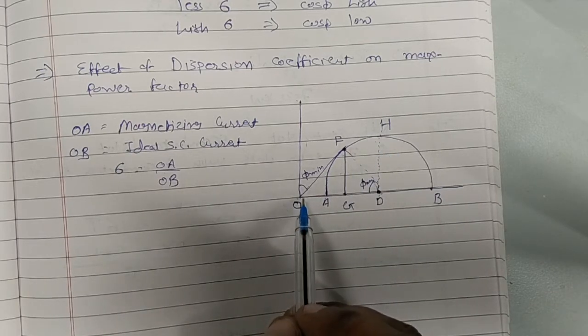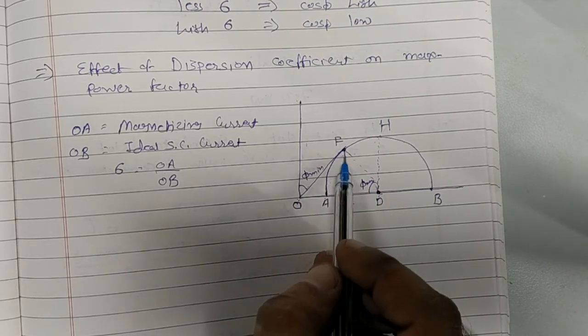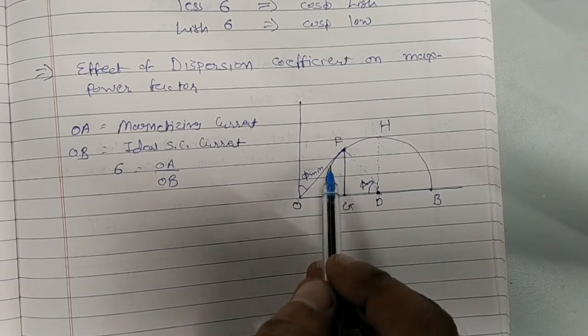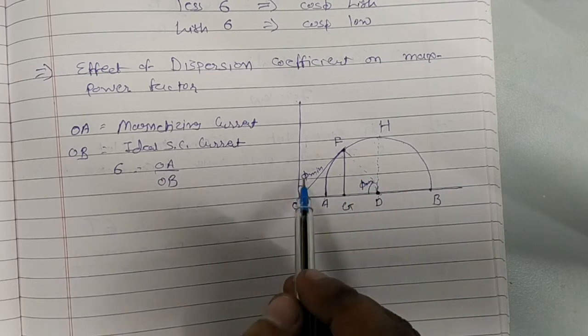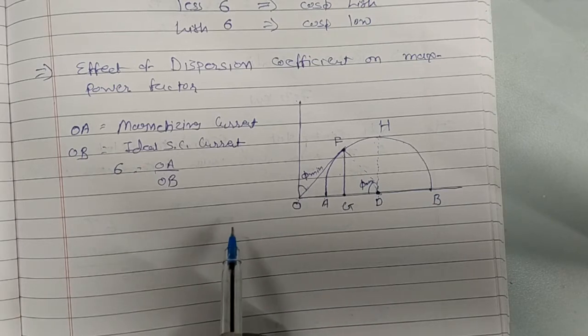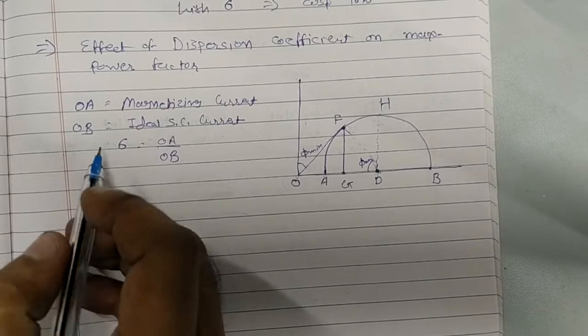Or I can say that when the angle OFD is 90 degrees, that is, when this is the tangent to this circle, I can get the maximum power factor, or I can get the minimum phi. Okay, so let us proceed further.